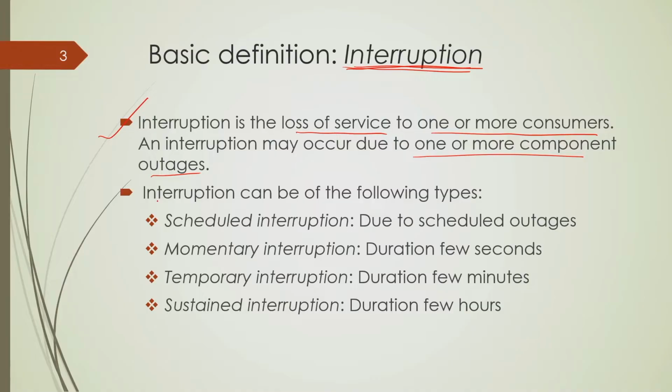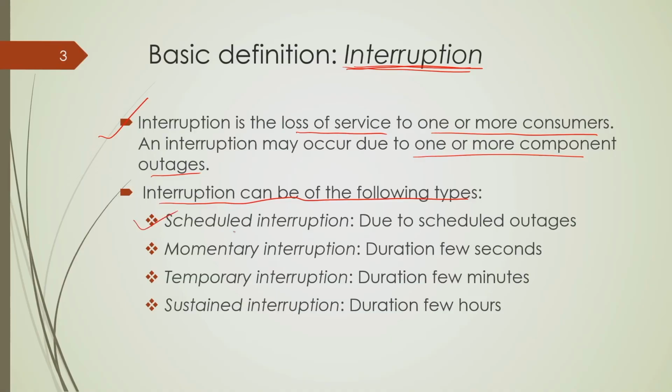Now, interruption can be of the following types. There are four different types of interruption. If you categorize interruption events, we can categorize them based upon the time the interruption sustains. One is called scheduled interruption. This is because of scheduled outage. So, if the scheduled outages cause any sort of loss of service, we categorize that particular event as a scheduled interruption.